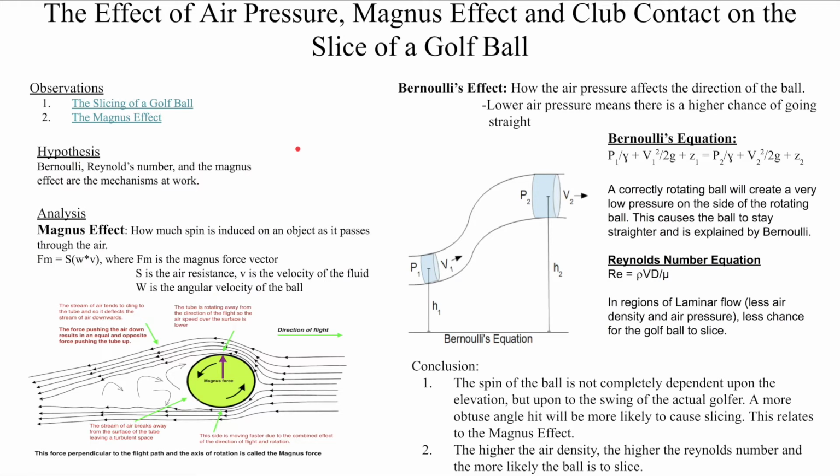For our presentation, we are describing the effects of air pressure, the Magnus effect, and club contact on the slicing of a golf ball. A golf ball slice is when it curves dramatically from left to right for right-handed golfers, or right to left for left-handed golfers. This should not occur. We want the ball to either be hit straight or have a slight curve to it.